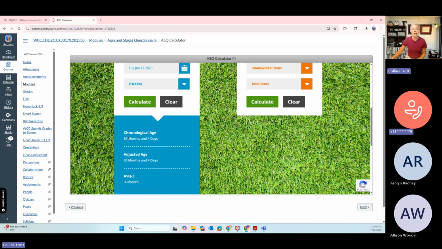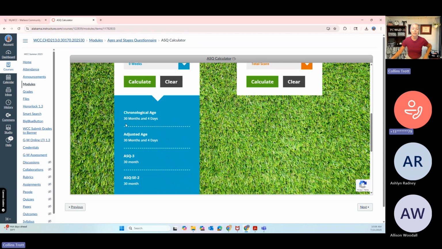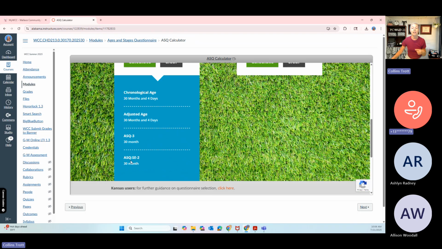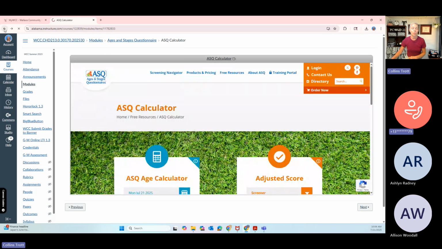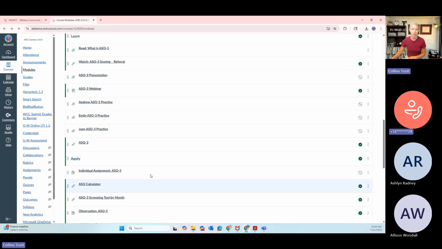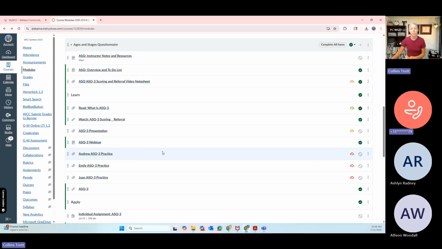And I'm scrolling down and it's telling me the age by months and days. So that's going to tell me which ASQ I need to use and which ASQ SE I need to use. So when I'm trying to figure out which one of those questionnaires to pull to do on a student, that's how I'm going to figure it out. So that link is, like I said, right there within your modules. It's called the ASQ calculator. You can do it manually, but it's a whole lot easier just to use that tool that's there.